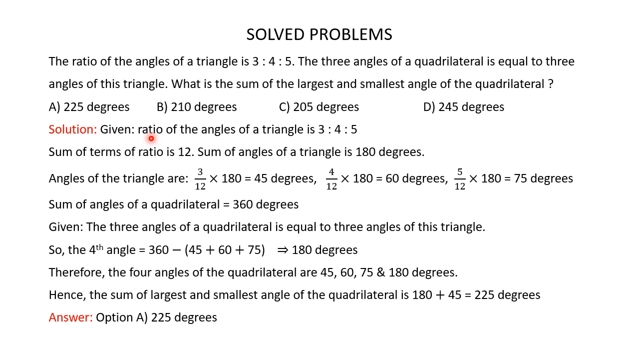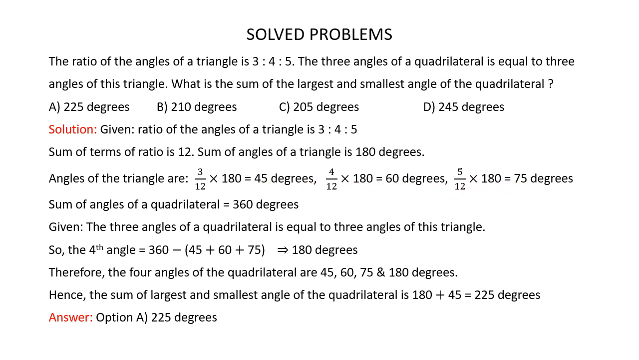Now it's given that the ratio of the angles of a triangle is 3 is to 4 is to 5. So the sum of the terms of the ratio is 3 plus 4 plus 5, which is 12. We know that the sum of angles of a triangle is 180 degrees. So the angles of the triangle are 3 by 12 multiplied by 180, which is 45 degrees, 4 by 12 multiplied by 180 degrees, which is 60 degrees, and 5 by 12 multiplied by 180, which is 75 degrees. So the three angles of the triangle are 45 degrees, 60 degrees and 75 degrees.